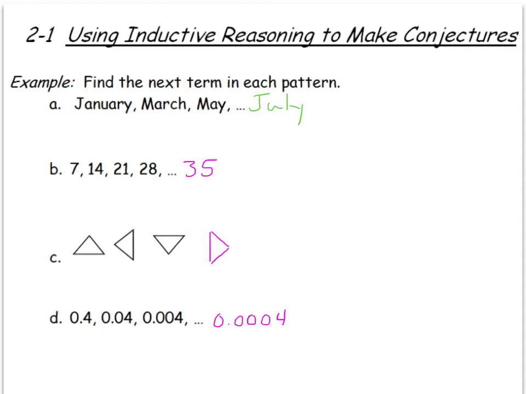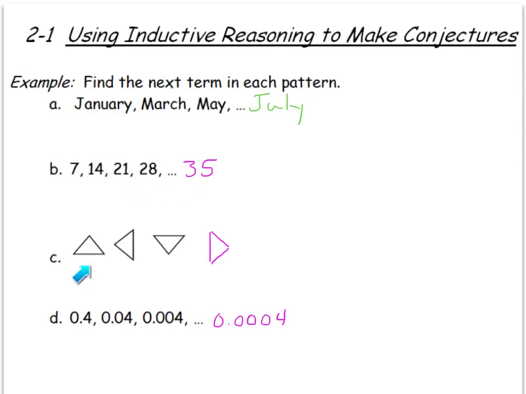So let's go ahead and take a look at the answers. For B, I ended up getting the next term as 35. I noticed that the pattern started off at 7, and then it went to 14, which was a difference of 7 units, and then the next one was also a difference of 7. So it almost looked like I was adding 7 to each term to get the next one. So if I add 7 to 28, we get 35.